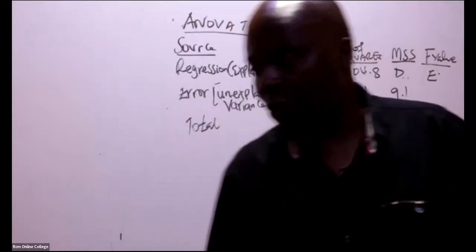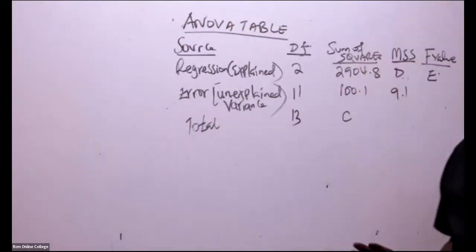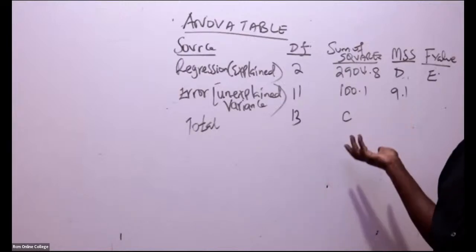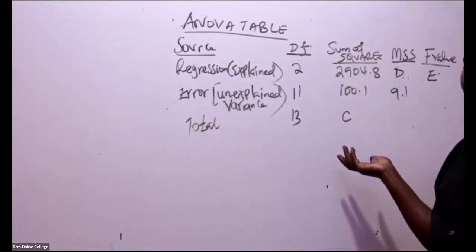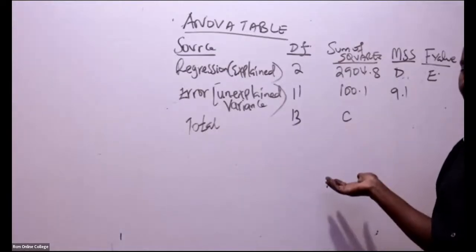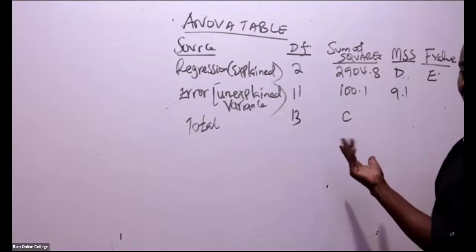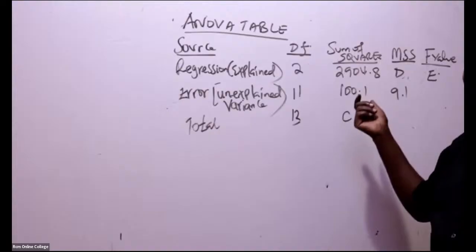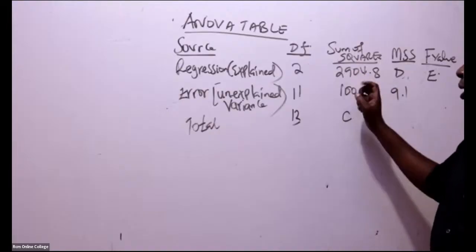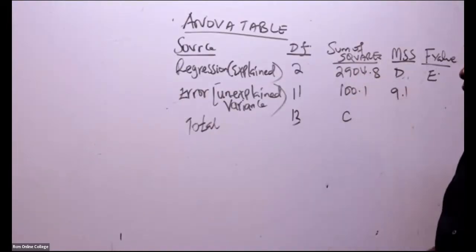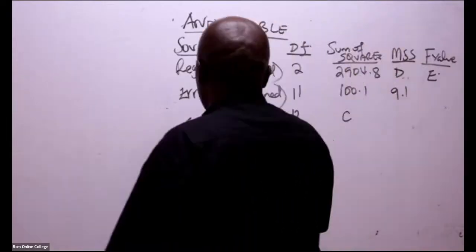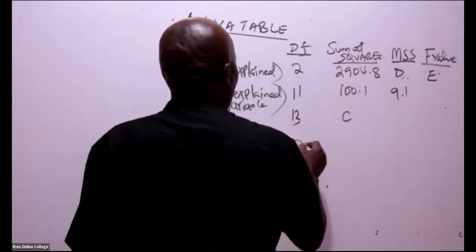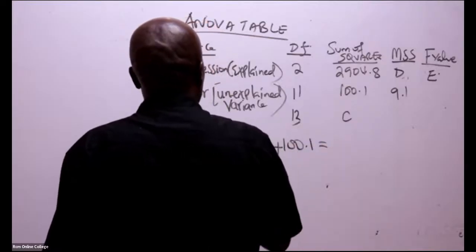Yeah, people have been able to confirm. Thank you so much. And now they want us to get this C. Can somebody tell me, what do you think we shall do to be able to get C? Yeah, we add. You can see 2 plus 11, they go 13. So even here we shall add. So 2904.8 plus 100.1. So C is 2904.8 plus 100.1, not D, but C, sorry, C.